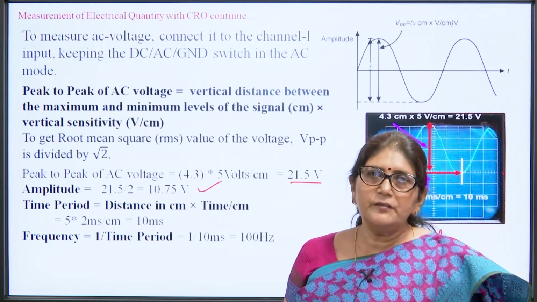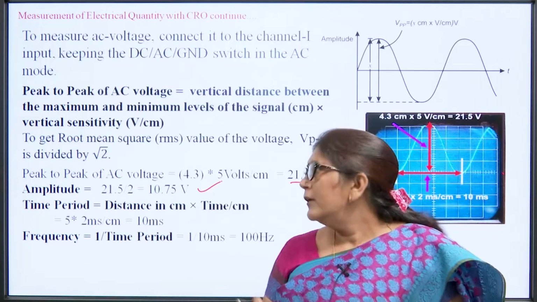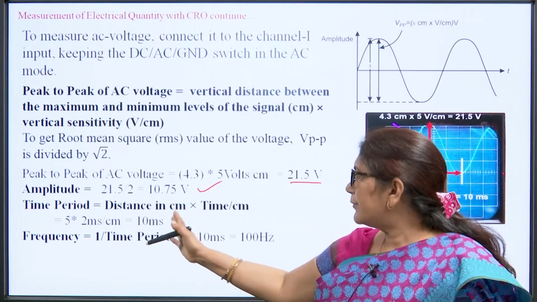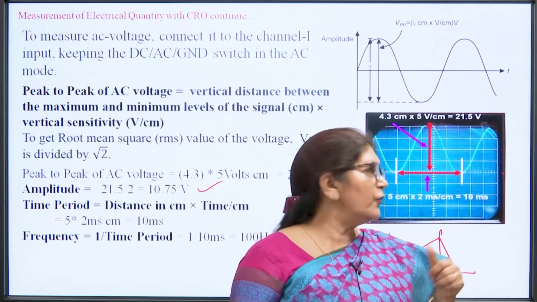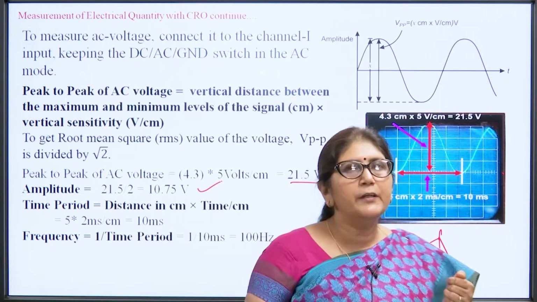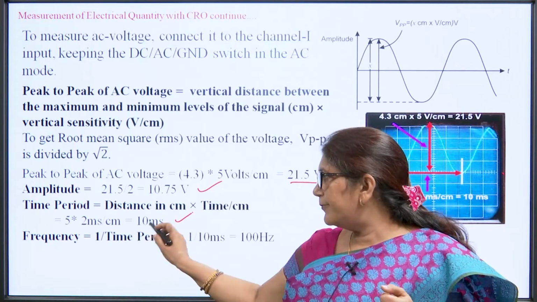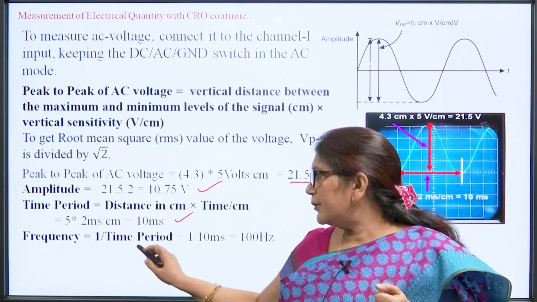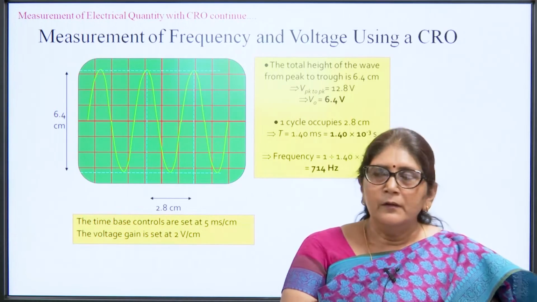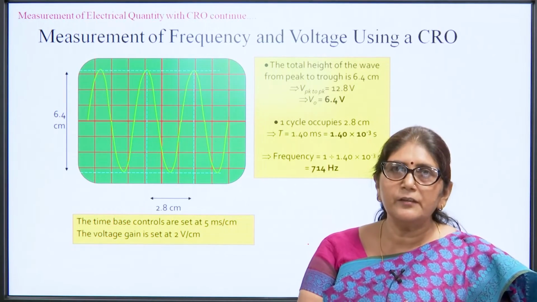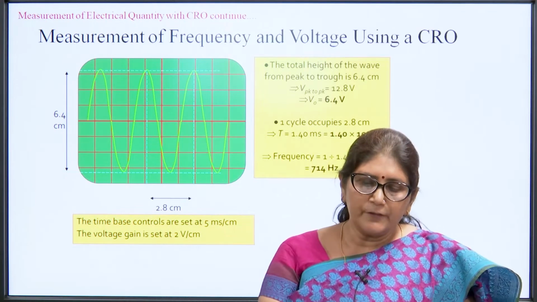Now, we have to find the frequency of the signal. For that, first we have to find the time period of the signal. This is the time period of the signal, the distance in centimeters in the x direction. The distance is 5 centimeters and the knob is at 2 millisecond per centimeter. So, this is 10 milliseconds, and since frequency is 1 by the time period, this signal has a frequency of 100 hertz. Similarly, suppose this type of signal is displayed. We can calculate the amplitude and the frequency of the signal.